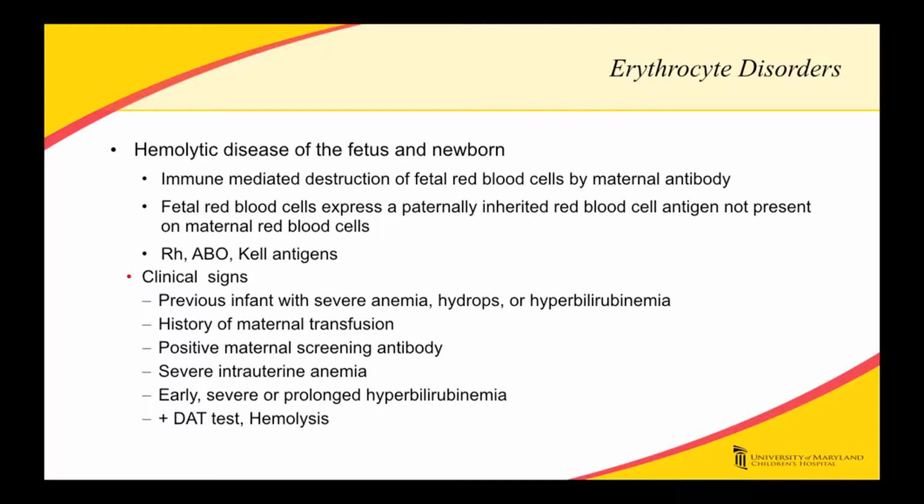Clinical signs can be if you get a history that a previous infant had severe anemia, hydrops, or very elevated bilirubins. History of maternal transfusion, positive maternal antibody screen, severe intrauterine anemia, early severe or prolonged hyperbilirubinemia, a positive Coombs or direct antibody test, and then frankly you see hemolysis present on your blood work.